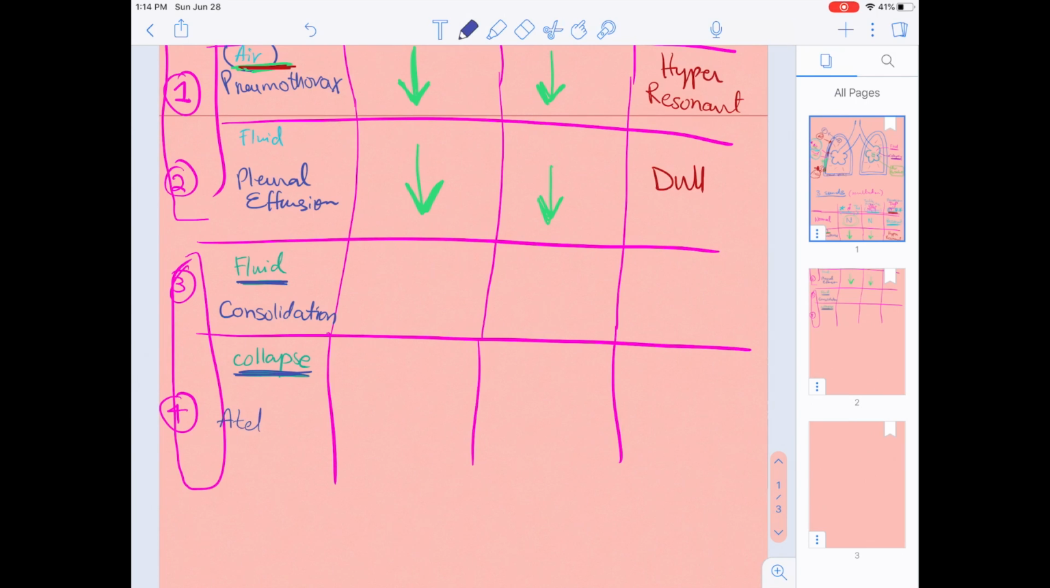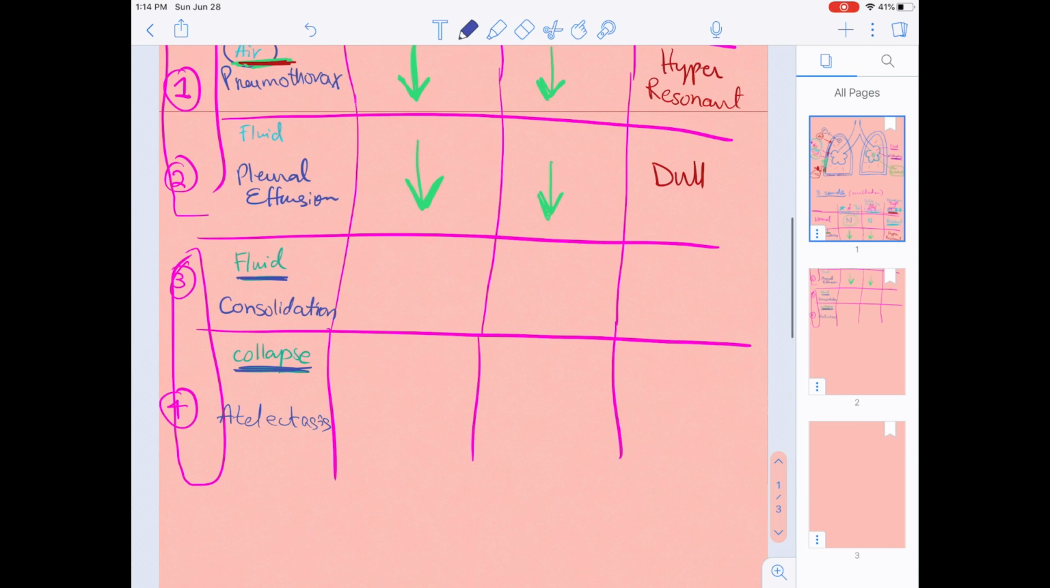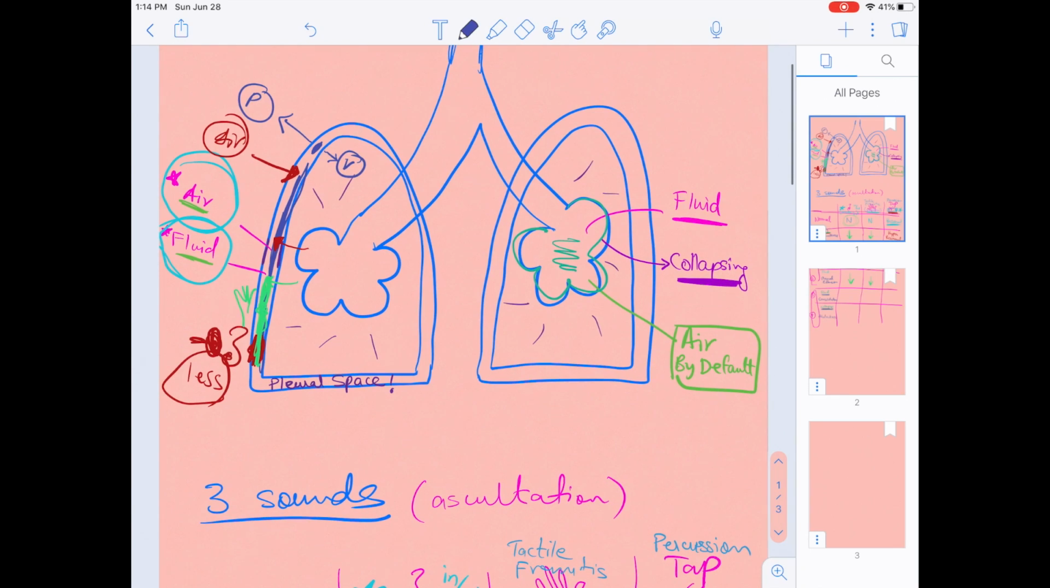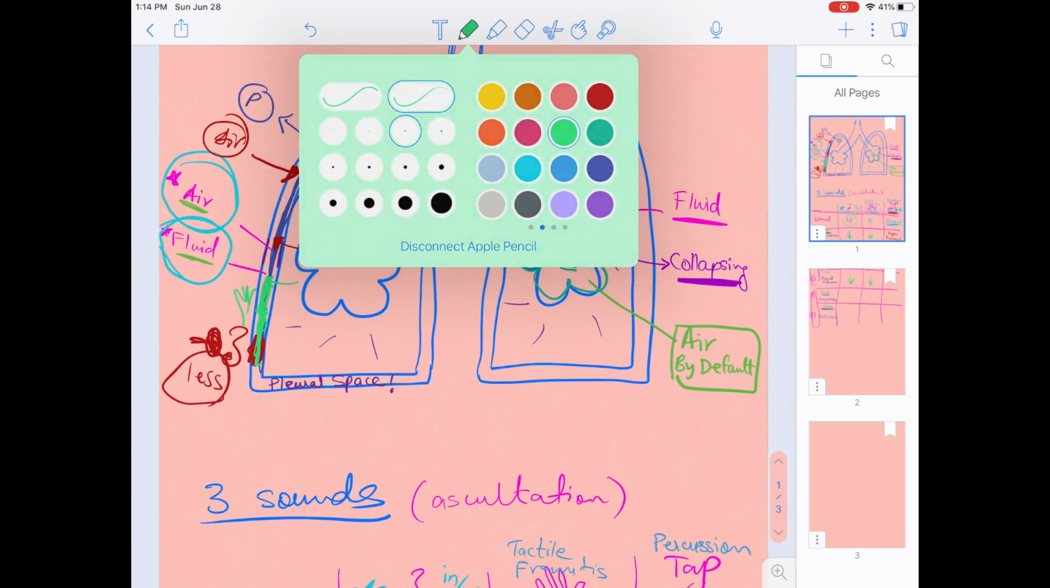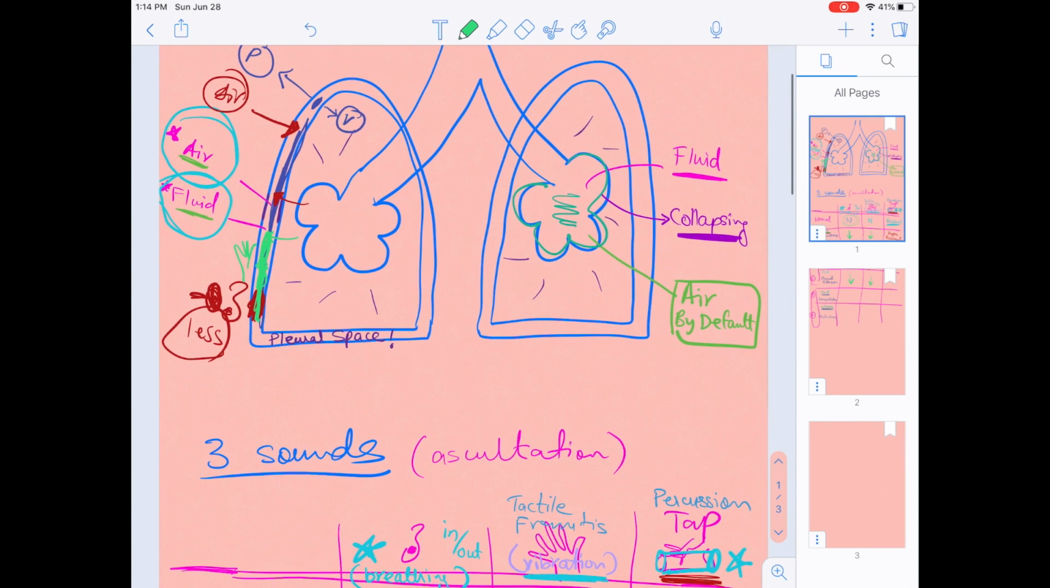A-T-E-L-E-C-T-A-S-I-S. Okay. First, let's talk about what kind of sounds are there going to be, and then how all four of them would appear on an X-ray. Okay, how will I get fluid in the lung, right? So there are multiple reasons for these things to happen. I'm giving the most common or a general example of each. There's more to it too. It's just for simplicity's sake, I will keep it to one common example.